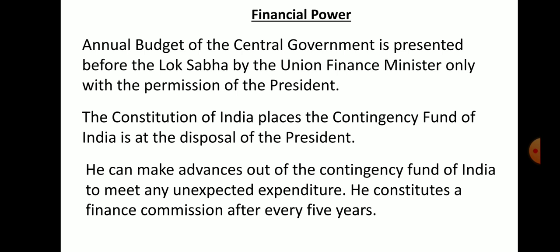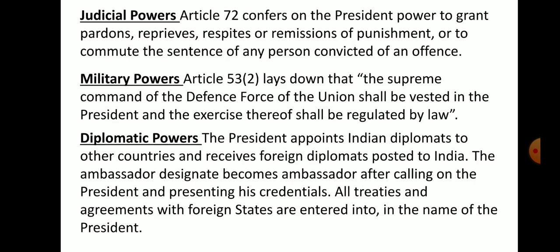He makes an advance from the contingency fund of India to meet an unexpected expenditure. So the finance commission is constituted every 5 years.